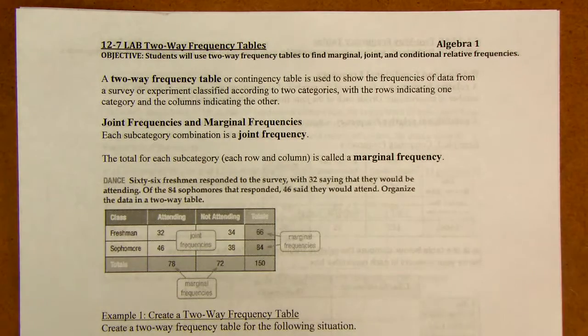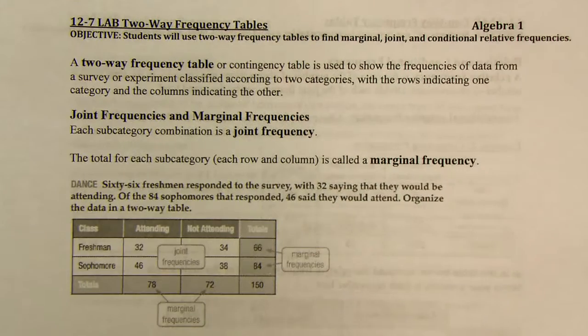Another thing you should have seen before, I know you have in Course 3, is a two-way table or frequency table. A two-way frequency table is just a contingency table. It's used to show how two categories are related. Take a look at this example down here. We're talking about two options. So notice, attending or not.